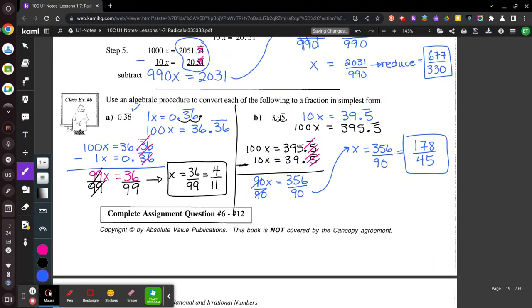Okay, this is just the longhand algebra way to convert decimals to fractions. You will not see a lot of this, but you do have to know how it works. This concludes lesson 3 of rational and irrational numbers.